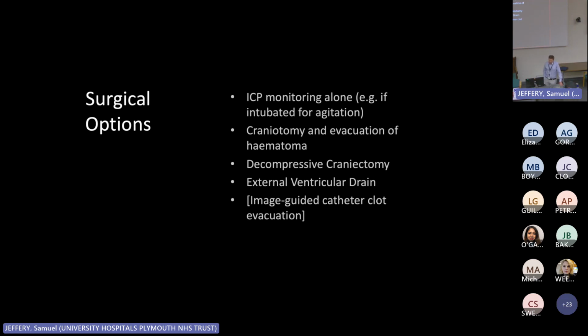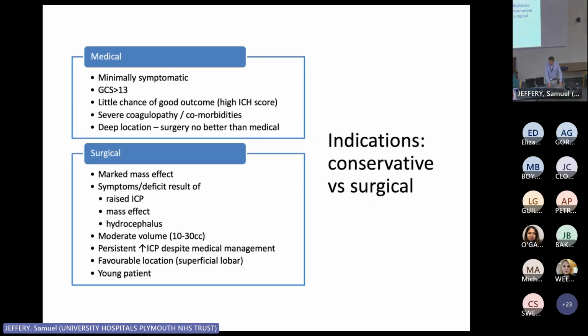If there's hydrocephalus, we can put in an external ventricular drain. And I'll just put in brackets there, image guided catheter clot evacuation, which was thought might be a useful treatment that the interventional radiologists were interested in, but it hasn't really come to fruition. I'll just show a couple of studies later on showing that.